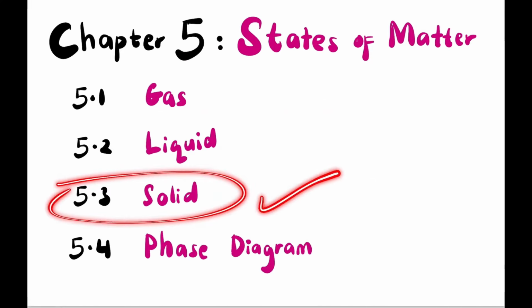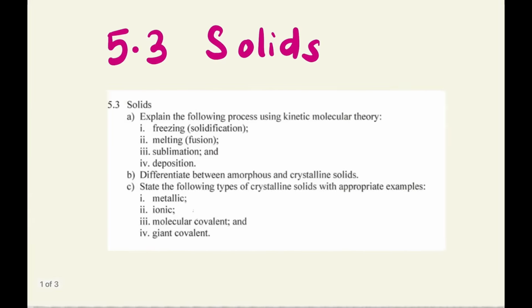Still in chapter 5, states of matter, today we're going to focus on 5.3, solid. At the end of this video, you should be able to explain the following processes using kinetic molecular theory. That includes freezing, melting, sublimation, and deposition. And then, you must be able to differentiate between amorphous and crystalline solids, and also state the following types of crystalline solids with appropriate examples, such as metallic, ionic, molecular covalent, and giant covalent solid.